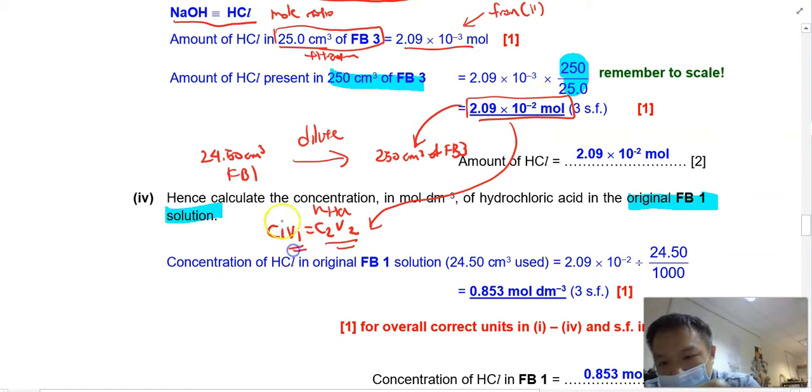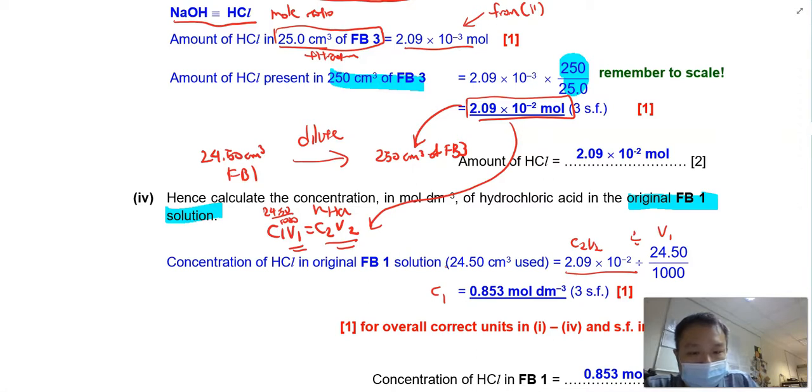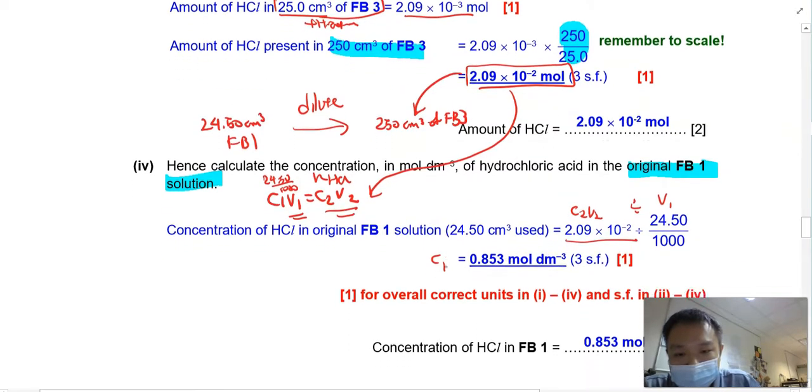We know our volume V1 because it's 24.50 cm³ over 1000, converted to dm³. That's what I do over here. Your C2V2 divided by your V1, and you get your C1: 0.853 mol per dm³. Some of you get a value that's somewhat different from this because of the accuracy of your titration, or accuracy in terms of your preparation of solution.